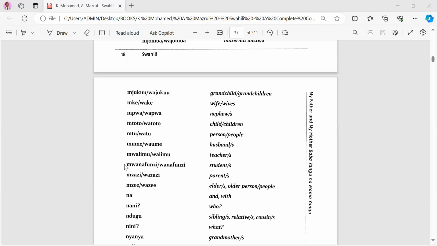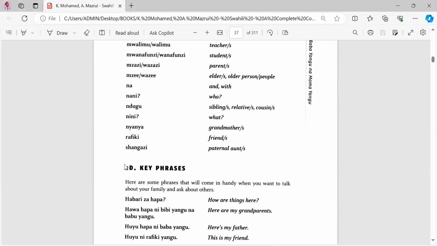Is there an A and an E now? You still stress it: mzee. But then the na, is that an E? No, na is a conjunction. It's a joining word. Na, and, with. Nani, who. For example, you can say Gleroi na Ida, which means Gleroi and Ida.